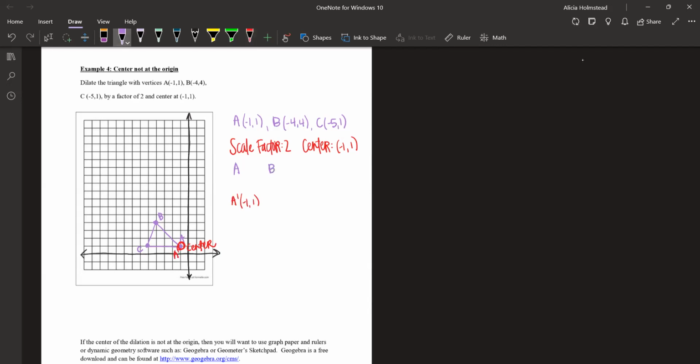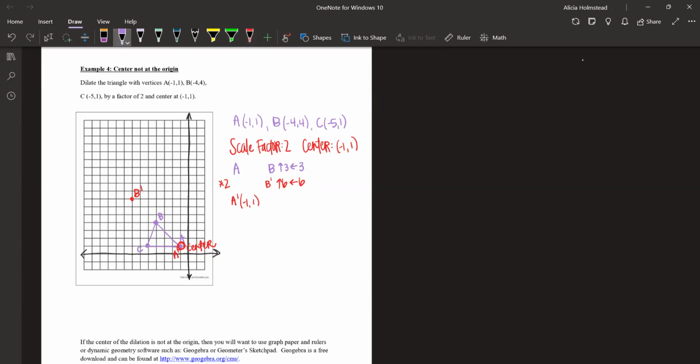B, to get to B from A, we had to go up 1, 2, 3. That would get us right here. Then we had to go over to the left 3. So to find B prime, we're going to multiply that by our scale factor, which is 2. So we're going to have to go up 6 and to the left 6. So 1, 2, 3, 4, 5, 6, up there, and then over to the left, 1, 2, 3, 4, 5, 6. So there's not actually a point here. Right here is where B prime is located.